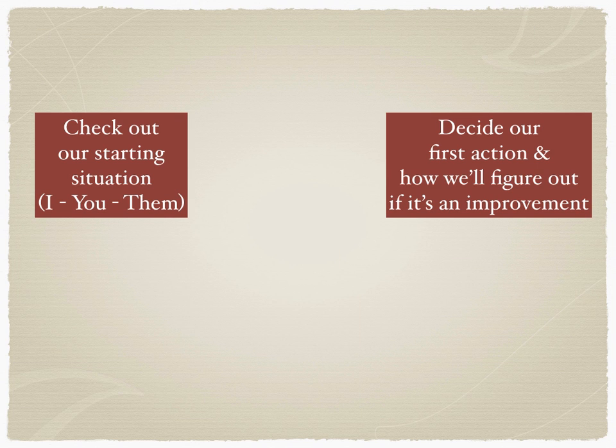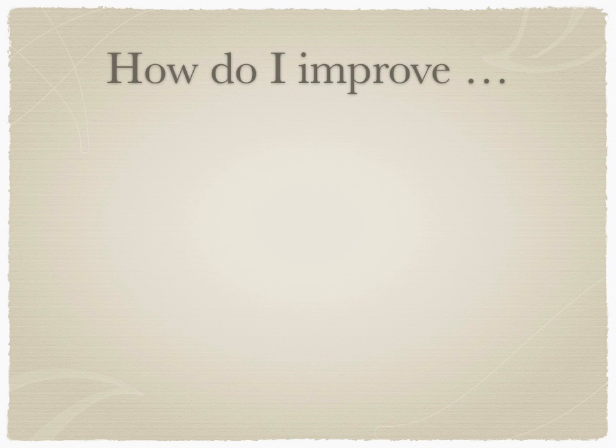So we're in the red row, and the red row is two things. It's checking out your starting situation, and it's deciding, okay, what's the first thing I'm going to do? So what we're starting with this week is just checking out the starting situation. Having done that, we'll move on to deciding the first action next time, and then your plan will be complete.